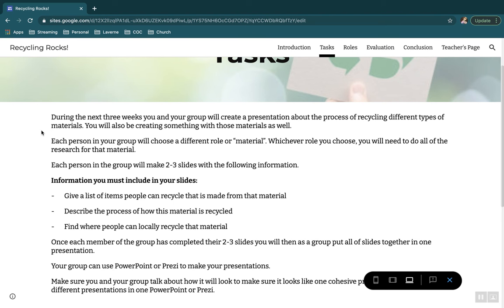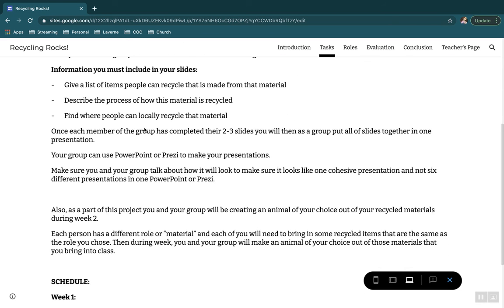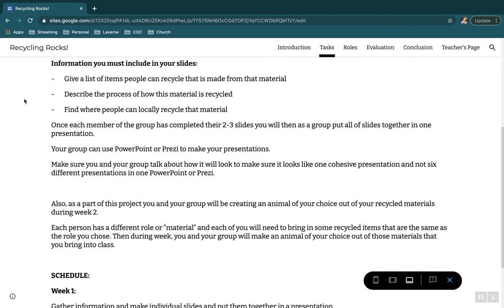So each person in the group is going to choose a different role or material, and whichever role they choose, they will need to do all the research for that material. And each person in the group is going to be creating 2 to 3 slides for the presentation. The information that they must include on their slides is giving a list of items that people can recycle that is made from that material. They have to describe the process of how this material is recycled, and then they have to find where people can locally recycle that material.